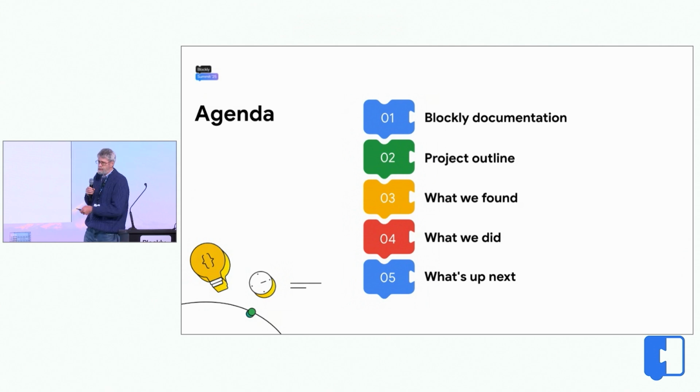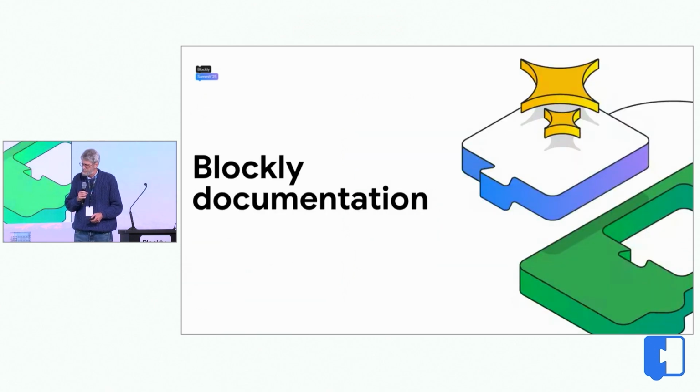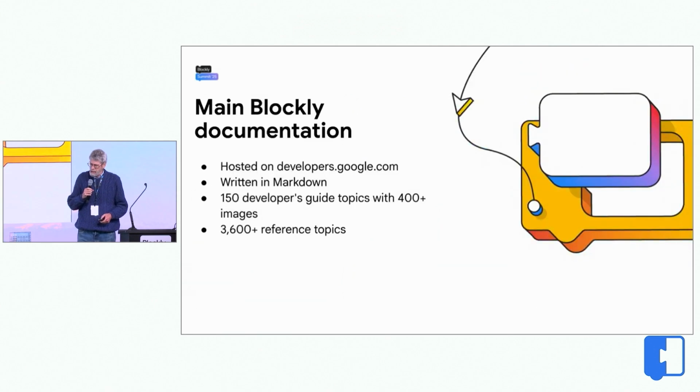Here's our quick outline. You can read it faster than I can speak it, and you'll see it in a moment. The Blockly documentation, or the main documentation, is 150 topics in the developer's guide with more than 400 images. It's a very visual thing, and we have more than 3,600 reference topics.